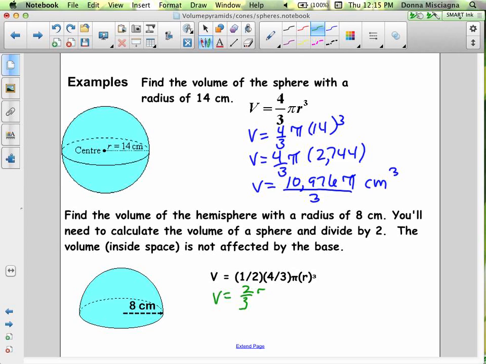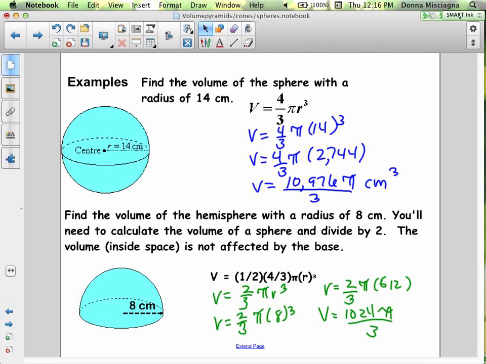So 2/3 pi r cubed, that's going to be the formula for the volume of a hemisphere. We'll just replace the radius. So the volume is 2/3 times pi times 8 cubed. This one I do know. 8 cubed is 512. So we've got 2/3 times pi times 512. Also not divisible by 3 because 8's not divisible by 3. So that's going to be 1,024 thirds. So our volume is 1,024 pi thirds. And that's all there is to it. Pretty easy, squeezy, lemon, cheesy.